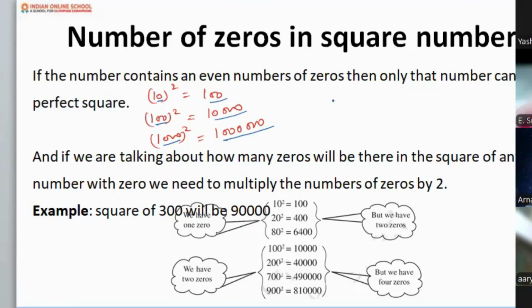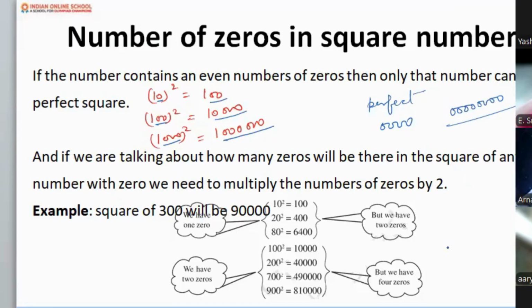Correct. So whenever any number contains zeros and we are finding the square, in the perfect square the zeros will get multiplied by 2, which means the zeros will become twice. So if any number is having 4 zeros, then in the perfect square number, how many zeros will be there? Multiply by 2 and what we are getting? 8. Correct, everybody? So this is the pattern about 0.